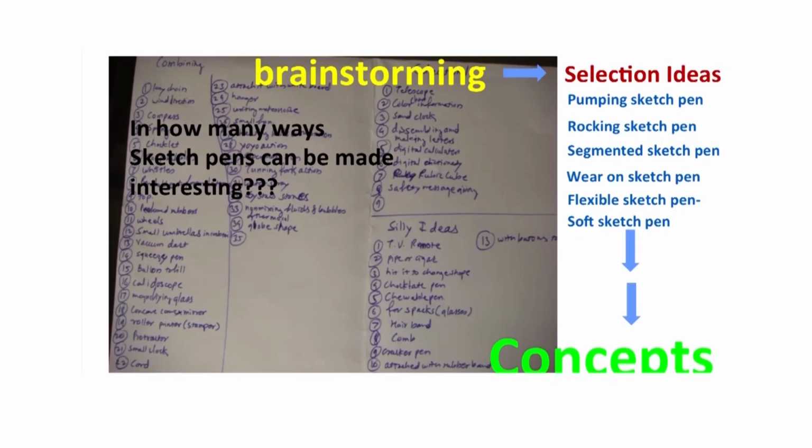So I selected pumping sketch pen. Now look at in those statement, the word came pumping, rocking, segmented, wear on. Sketch pen is my problem, so I have added all those. No? Soft sketch pen, soft, flexible. Those were the ideas which were thrown in the brainstorming. Okay? Now these are to be converted into concepts. Next stage now.